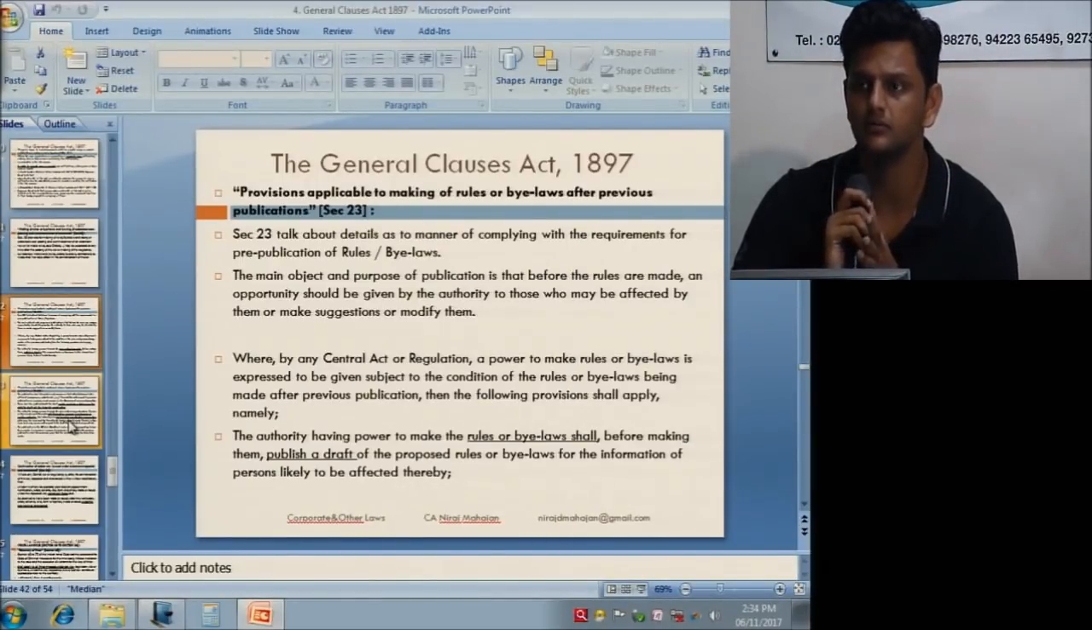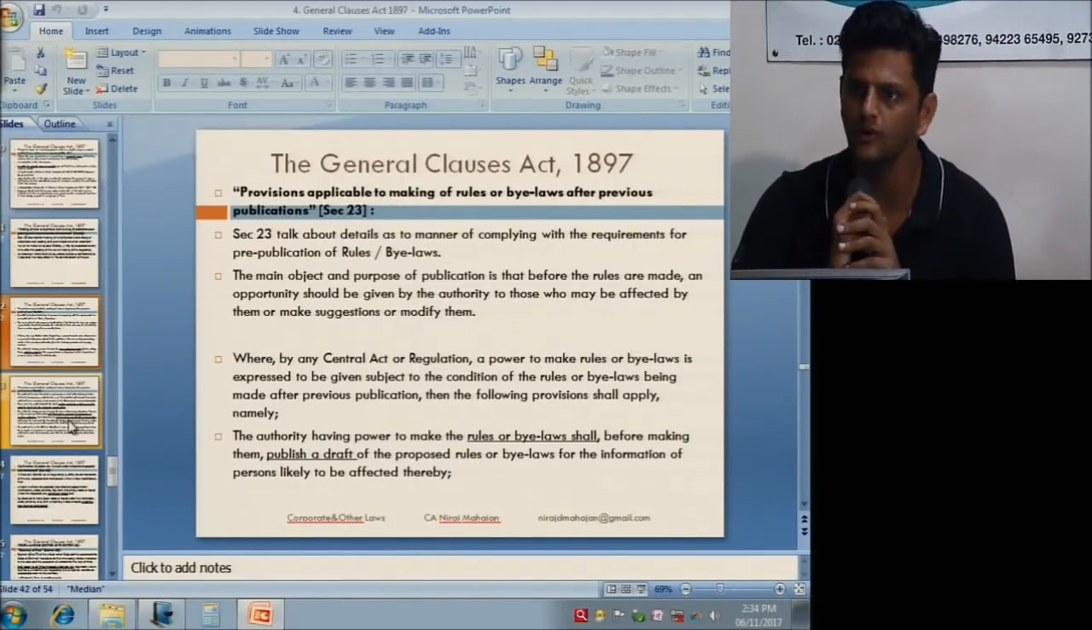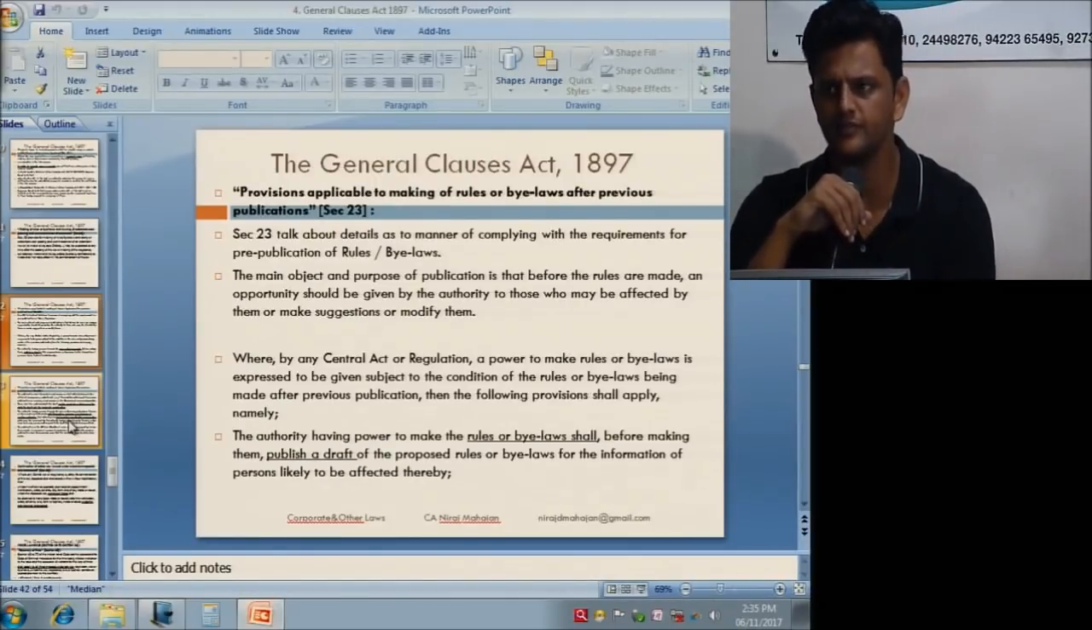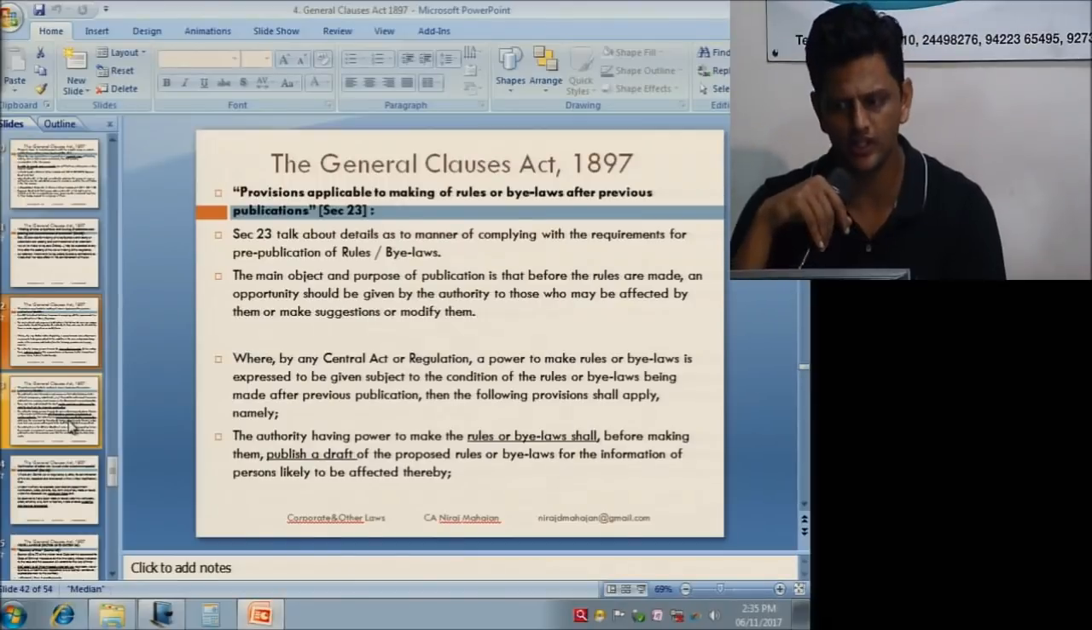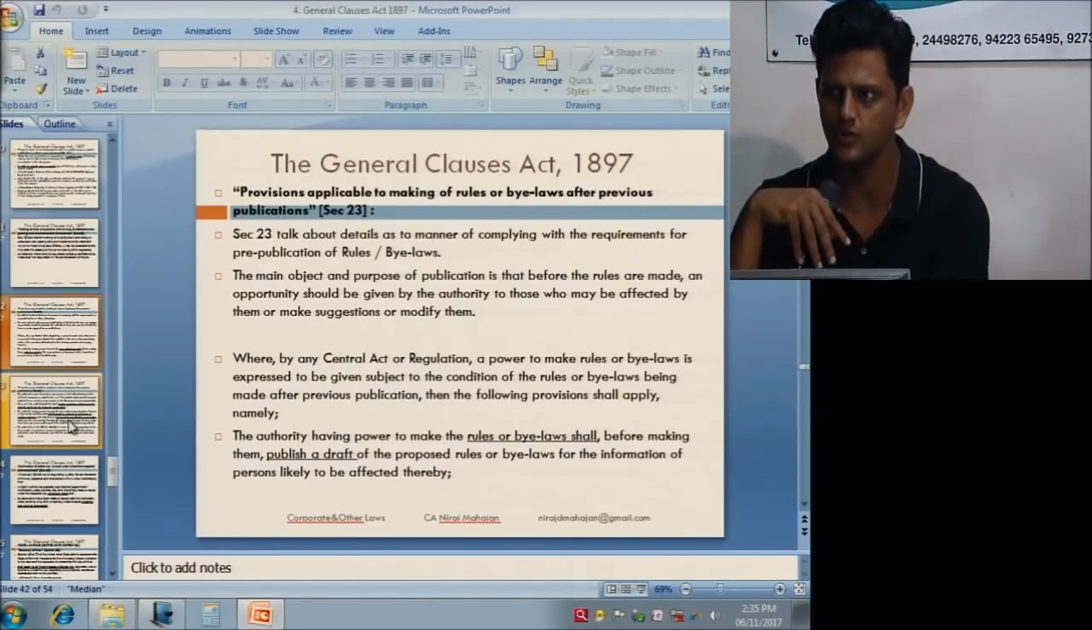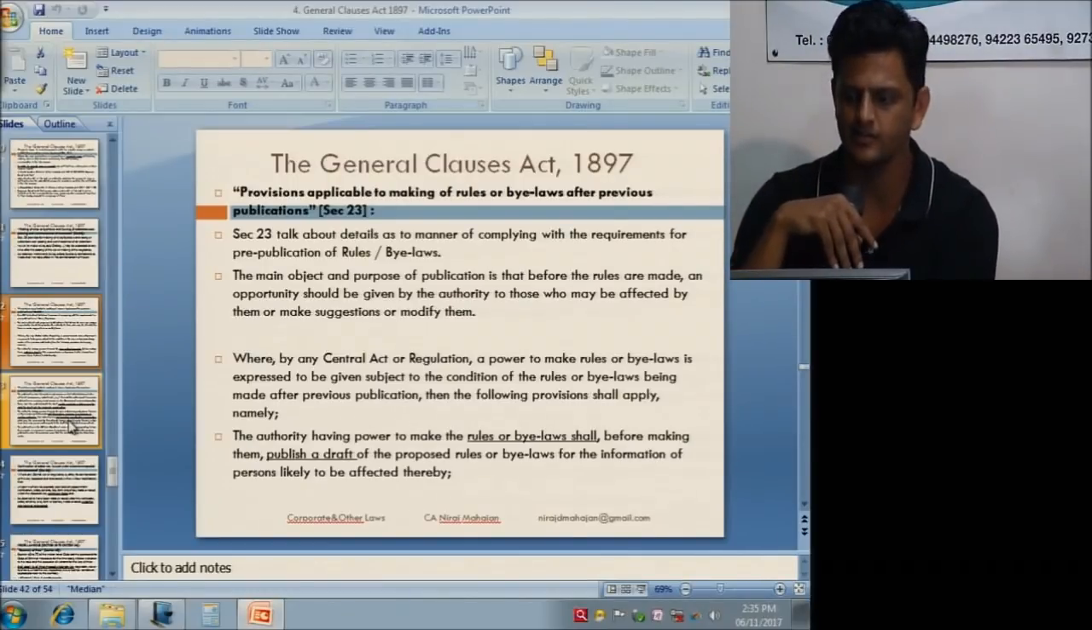The authority who has the power to make these rules and regulations will first publish a draft. For whom? For the general public, basically the public who will be affected by these rules or regulations, so that they can have their say before these are finalized. The main object and purpose of publication, meaning publication at large, is that before the rules are made, an opportunity should be given to those who may be affected by them to make suggestions or modify them. So those affected should have a say while finalizing these rules and regulations.